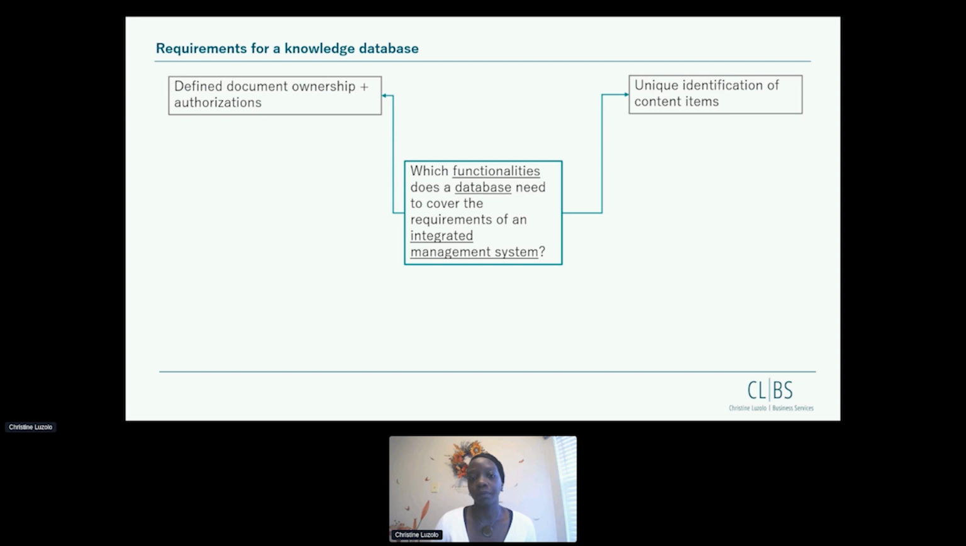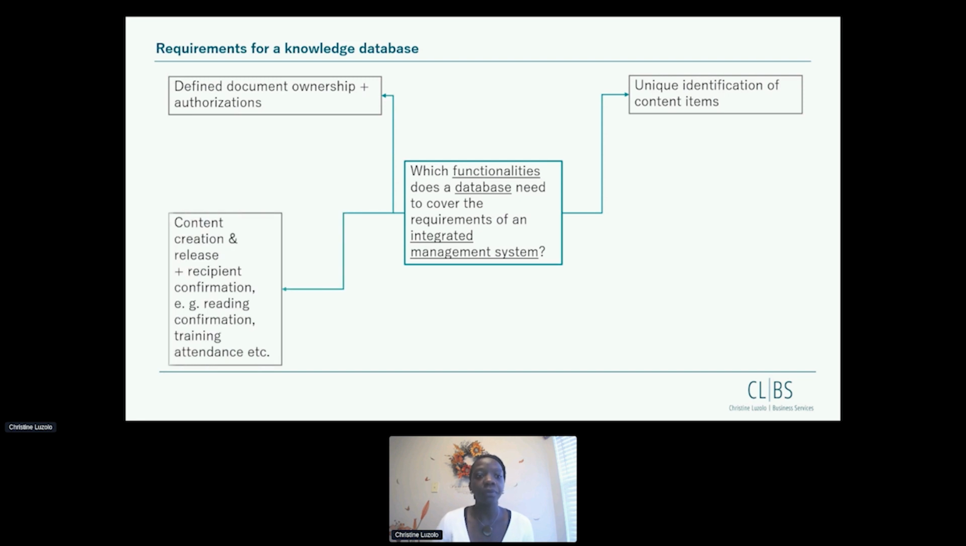Another important aspect for me is the unique identification of content items. This is important to be able to reference the content items among one another. Then content creation and content release.